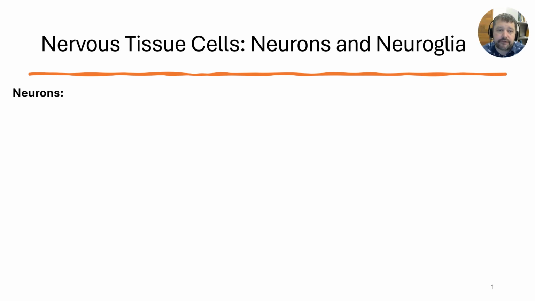Hi all, welcome back. We're going to continue talking about the nervous system. And this time out, we're going to talk about the different components of the nervous system, like what kind of cells make up the nervous system, what do those cells look like, how do they act, what's the job of the different components of the cell, etc.